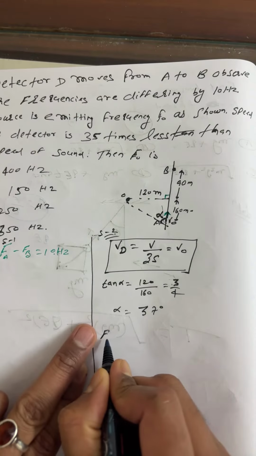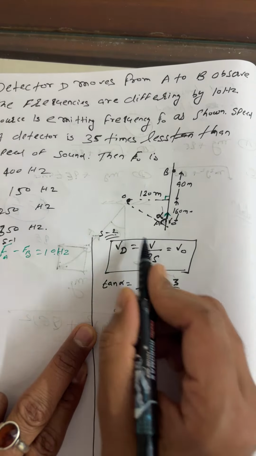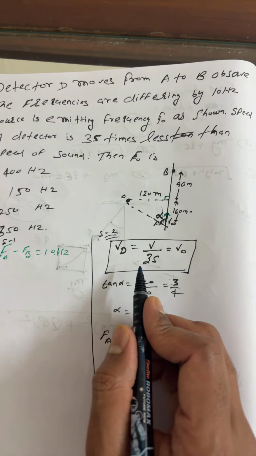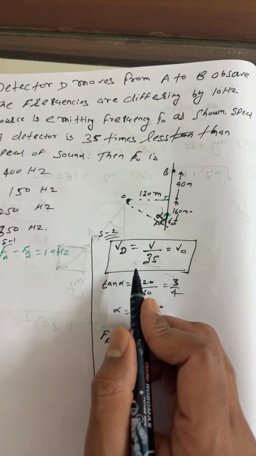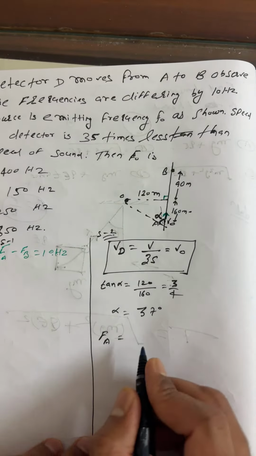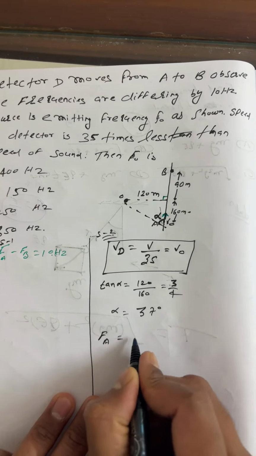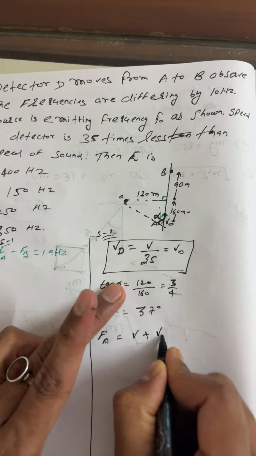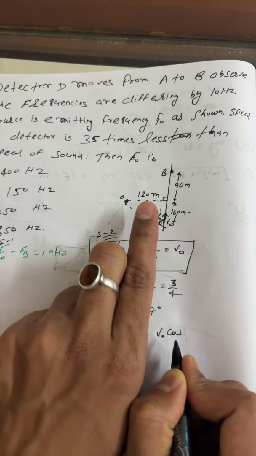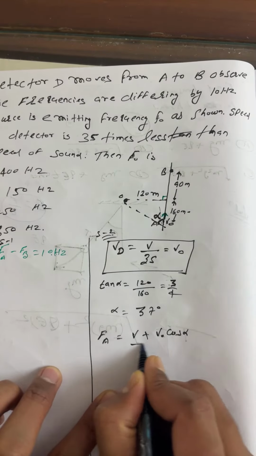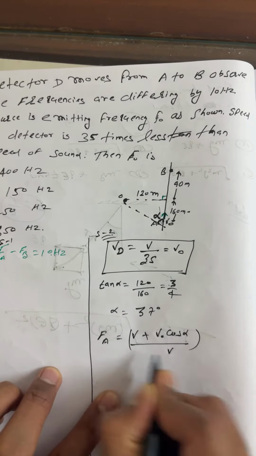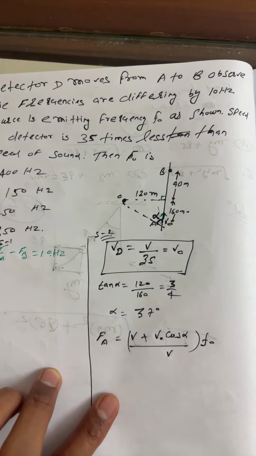But I can write the frequency of A. If they are in different directions, what is the relative velocity? Simply here, we can add only. So FA you can write over here: V plus V naught cos alpha, just taking the component, upon V. And the frequency of the source is F naught only.